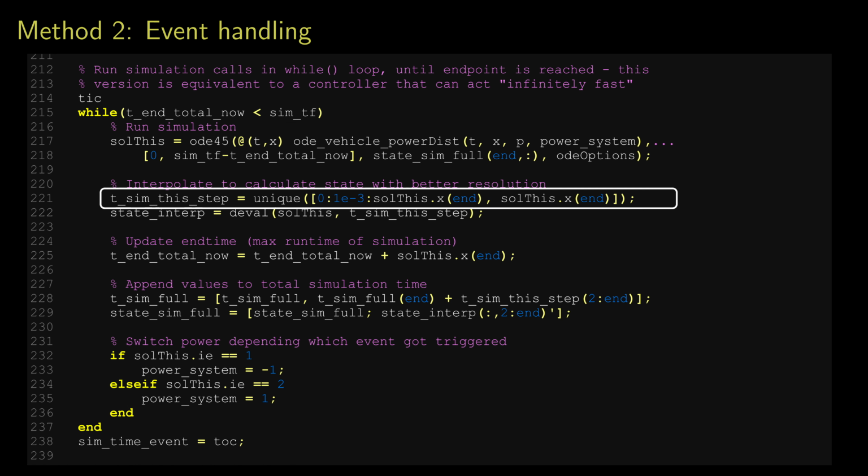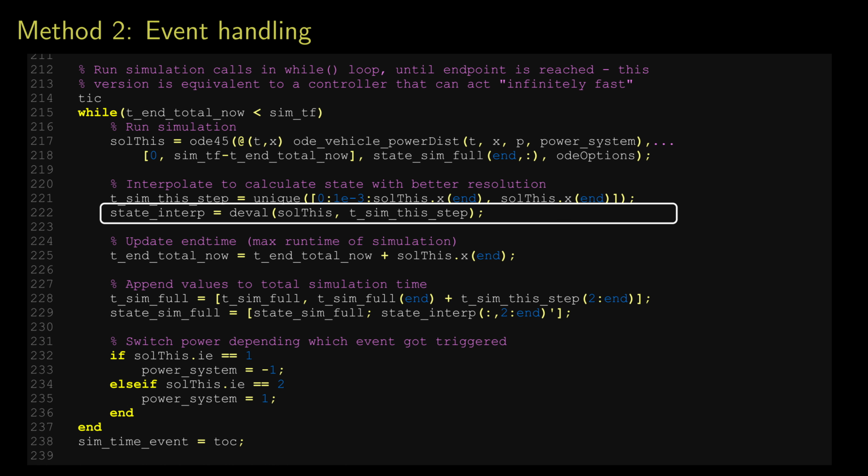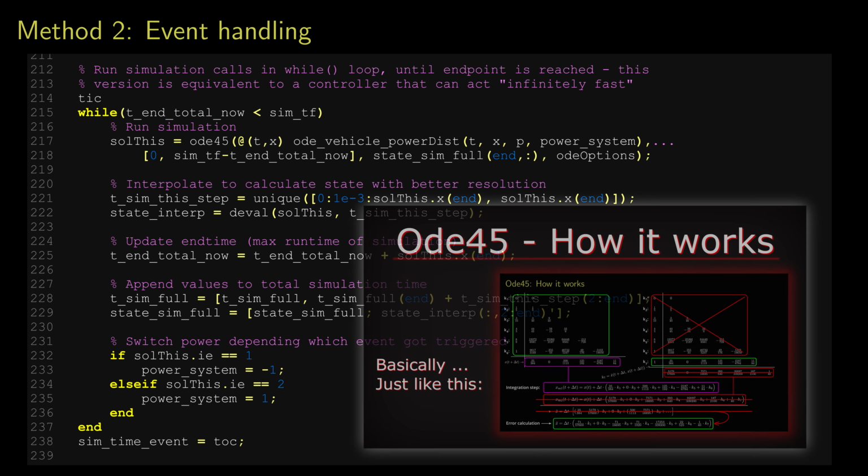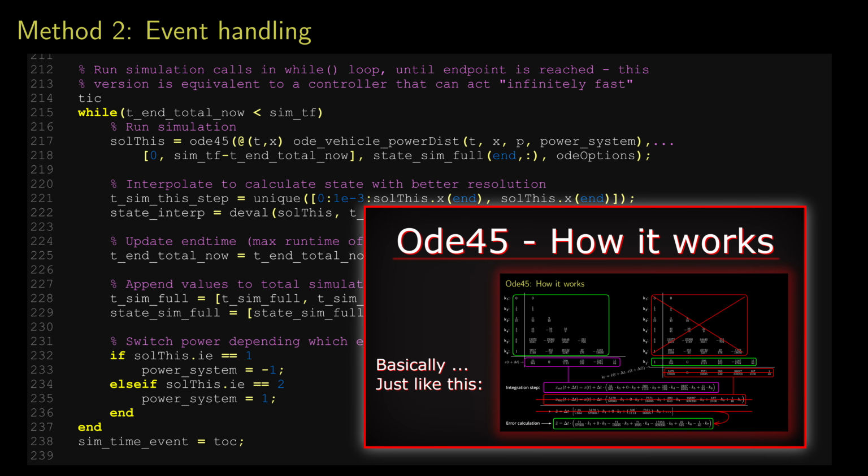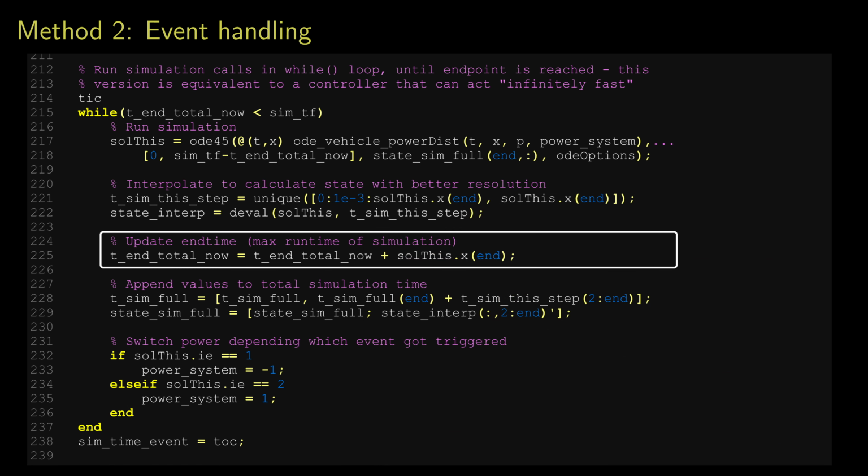Afterwards, we define a time vector for interpolation of our results, then use Matlab's built-in deval function to interpolate our states on this time vector. You can check out my video on the ode-function integrator for more details on what happens during this interpolation. Afterwards, we set a new end time for our simulation. We do this so the time span for the simulation up here is reduced, so that we end exactly at this time after all of our simulation steps are completed. We further use this time to leave the while loop after reaching our desired simulation endpoint.